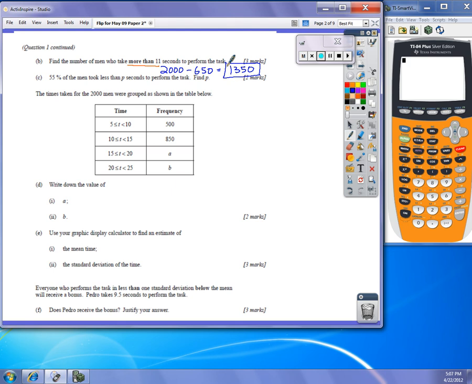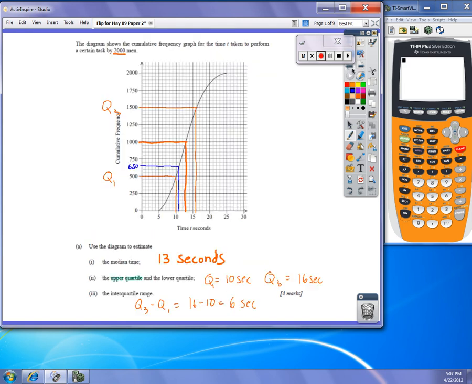So 55% of, I need some room to work, 55% of 2,000 is 1,100. And so we want to figure out how many seconds that is. So let's look at 1,100. I'm going to go back to the other page. So I'm at 1,100. That will be right about here. And here's 1,100.